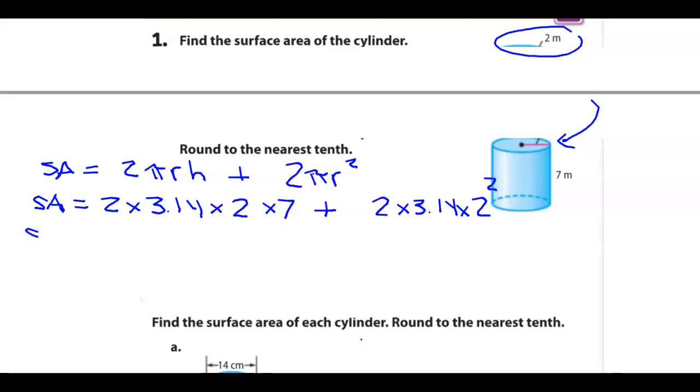So our surface area, again, I can go 2 times 3.14 times 2 times 7, but I can make it a little bit quicker and just go, hey, wait a minute, this is going to be 6.28 and this is going to be 14. So I can just put in 6.28 times 14 in the calculator, and that's going to give me 87.92.